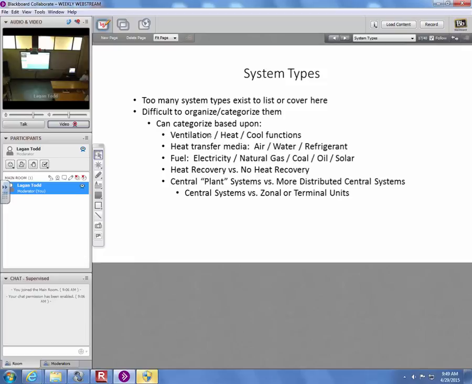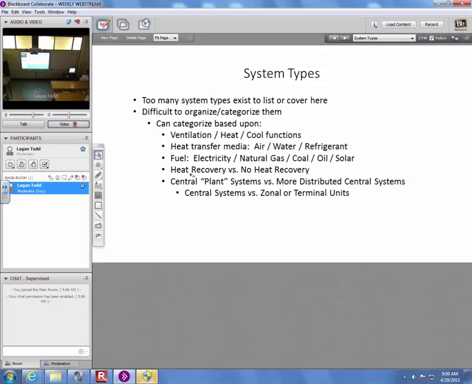So let's say it's a heating system. Is the heat transfer medium air or water? That further would break this category into more subcategories. You can look at what kind of fuel. Is it electric, natural gas, coal, oil, solar? What kind of system is it with regard to the fuel source? Does it have heat recovery or not? Is it a central system, what we often call plant systems, or is it some more distributed system? Or is it a zone level system?